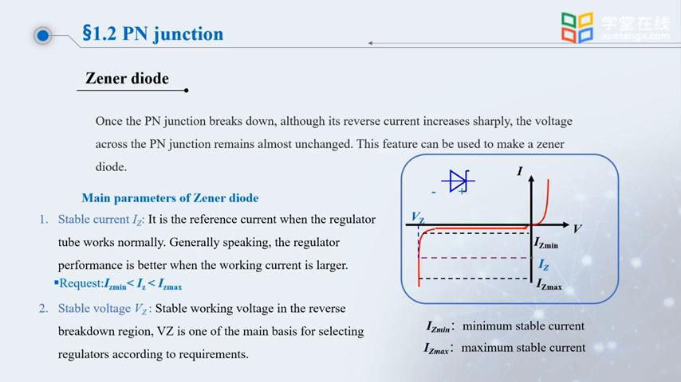Using this feature, we can make a Zener diode. Let's take a look at some of its parameters. Look at the picture on the right. Above is the symbol of a Zener diode. On the basis of diodes, its symbol is such a structure.